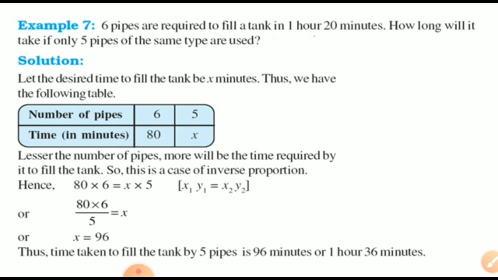6 तो 80, तो 5 तो कितना कम हुआ, तो ये बढ़ेगा क्यों? 6 pipes are required to fill a tank in 1 hour 20 minutes, that means 60 plus 20, 80 minutes. How long will it take if only 5 pipes of the same type are used?